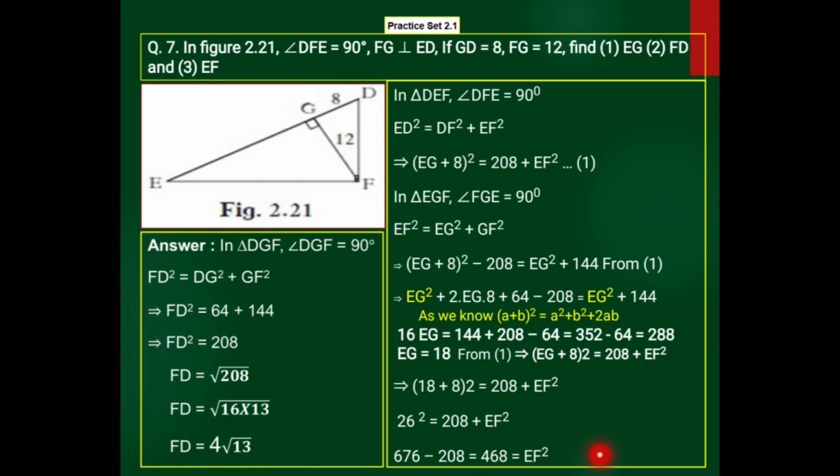So in this way we find the value of EF square. Now we require the value of EF, so taking the square root, EF equals the square root of 468. After splitting this as 36 into 13, the square root of 36 is 6, and we cannot calculate the square root of 13, so we write this as it is. Therefore the value of EF is 6 root 13.